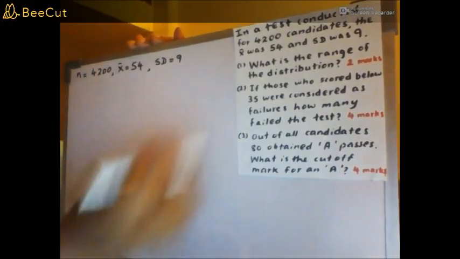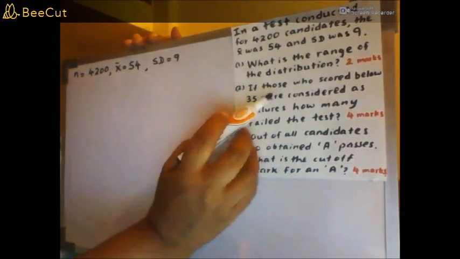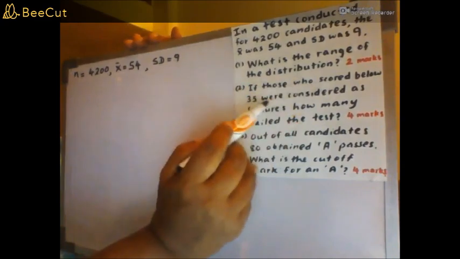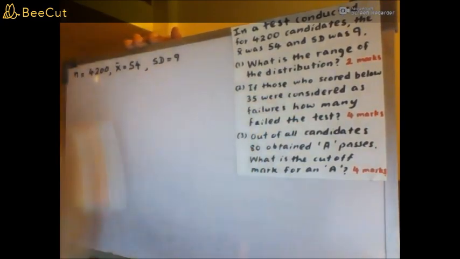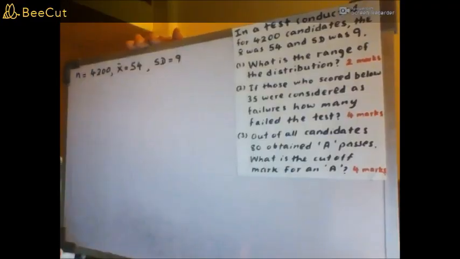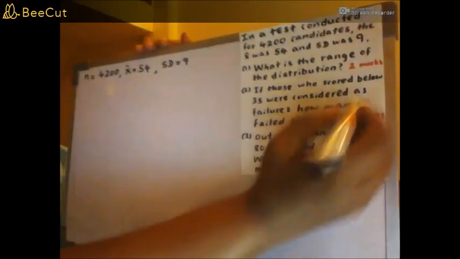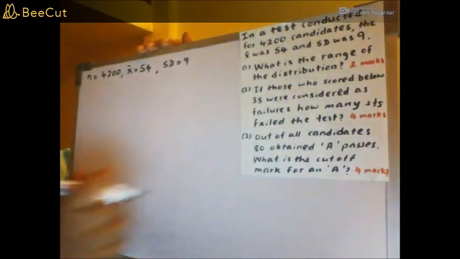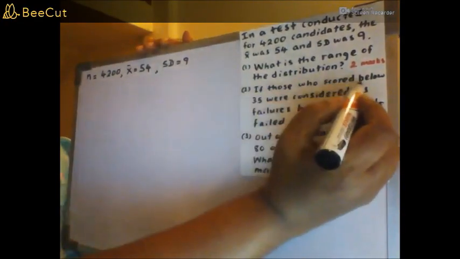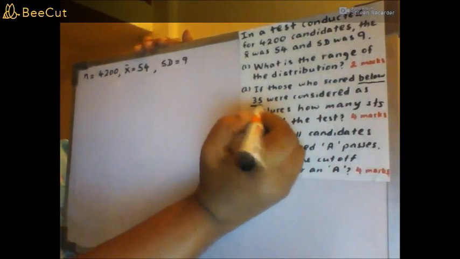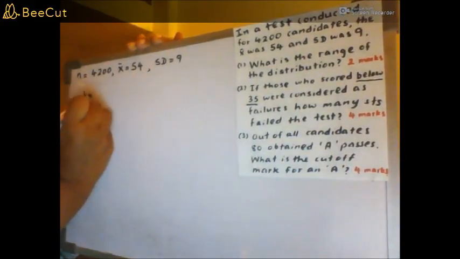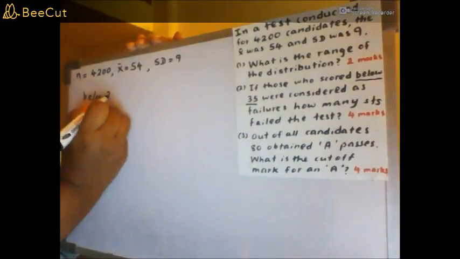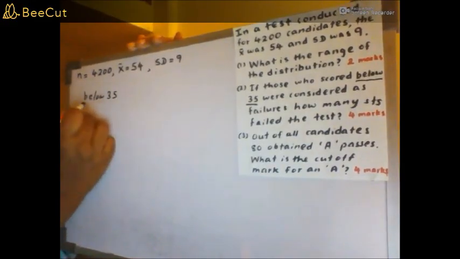Now read the second question, second part. If those who scored below 35 were considered as failures, how many failed the test? How many students failed the test? Right? So what is given there? The mark. Who scored below 35? So go here. Right below 35. That's what we need.